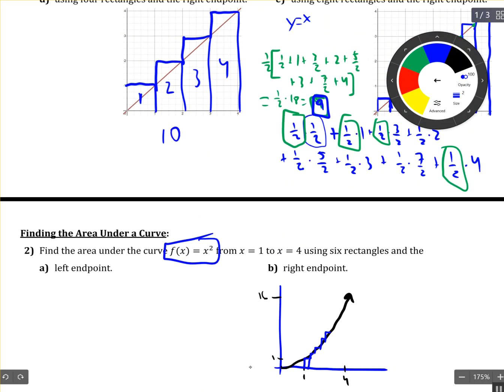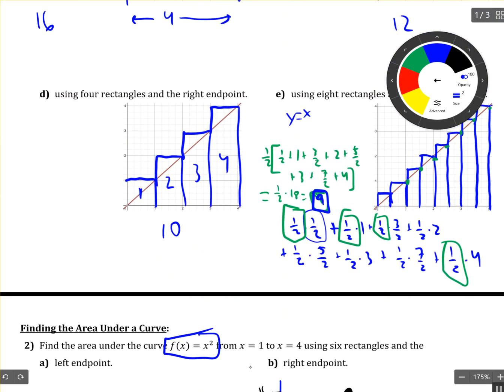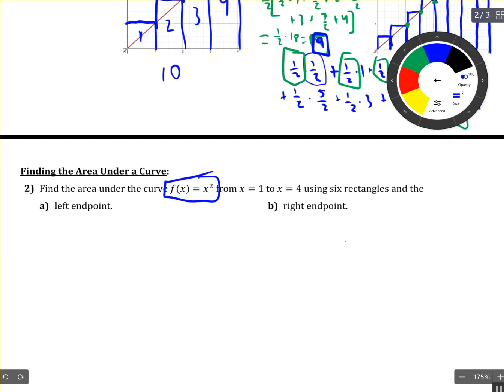But basically, notice if I have 6 rectangles and I'm going from 1 to 4, how wide are my rectangles going to be, right? So if I'm going from 1 to 4, my rectangles automatically are going to be a width of 1/2, right? So if I go from 1 to 4, I could divide that into 6 equal spots, 1, 2, 3, 4, 5. Notice each of these is going to go by 1/2: 1, 1.5, 2, 2.5, 3, 3.5, 4.